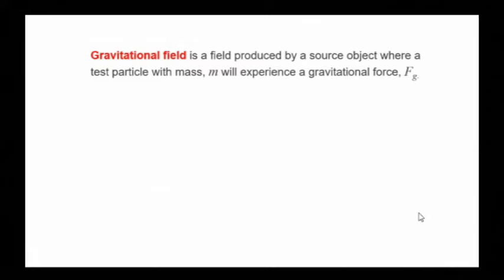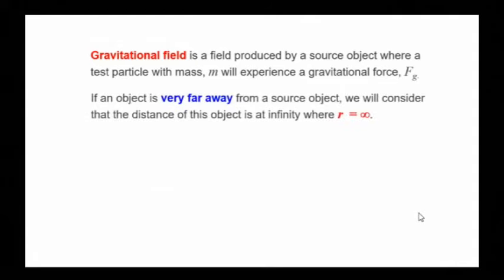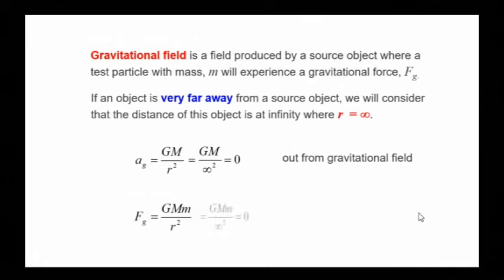So, what is a gravitational field? Gravitational field is a field produced by a source object where a test particle with mass m will experience a gravitational force. For example, if an object is placed very far away from a source object, we will consider that the distance of this object is at infinity. We write r equals infinity. Using the equation of gravitational field strength and substituting the value of r, we find that the object will be out of the gravitational field. And using the equation of gravitational force, we also find that the object will not experience any gravitational force.